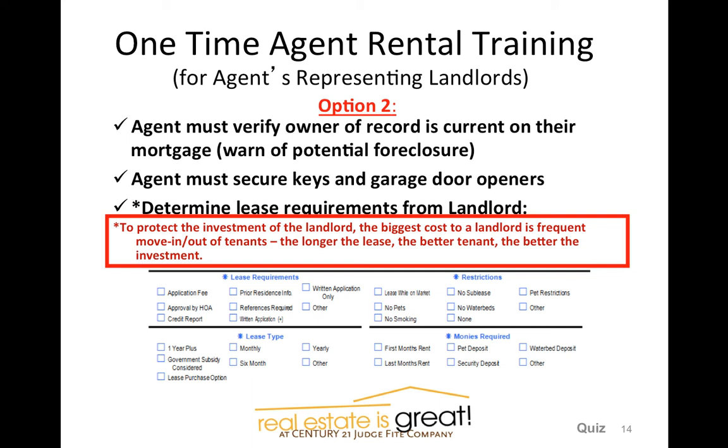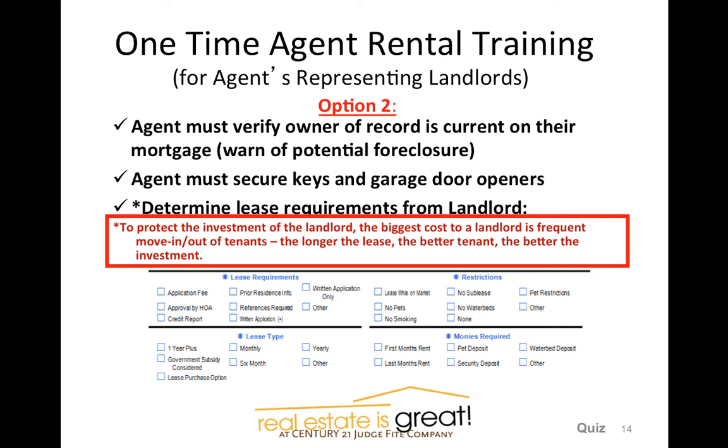whether you can lease it while it's on the market. No water beds. Some people won't allow water beds in their properties. No smoking in the property. These things are very important to landlords, and we need to make sure that we have protected the interest of the client. Of course, is a 1 year plus lease.